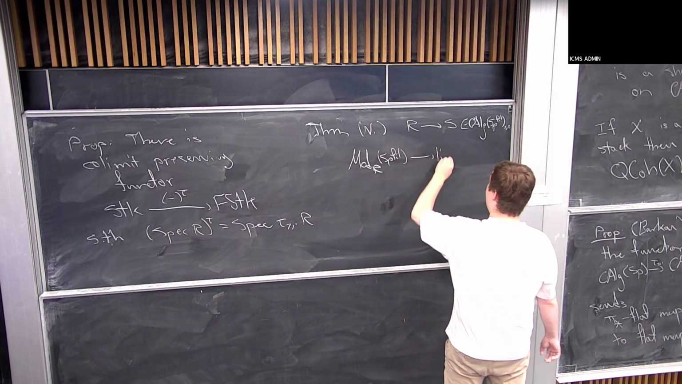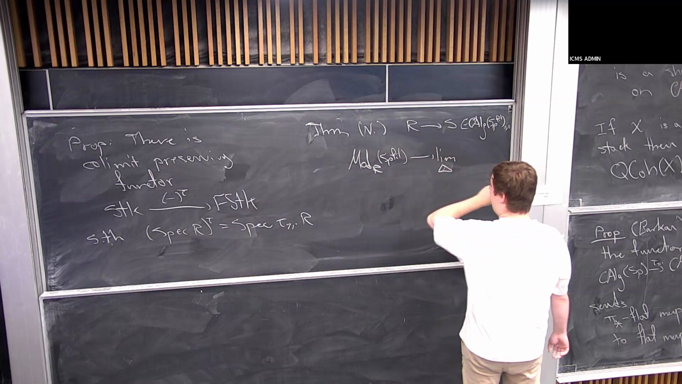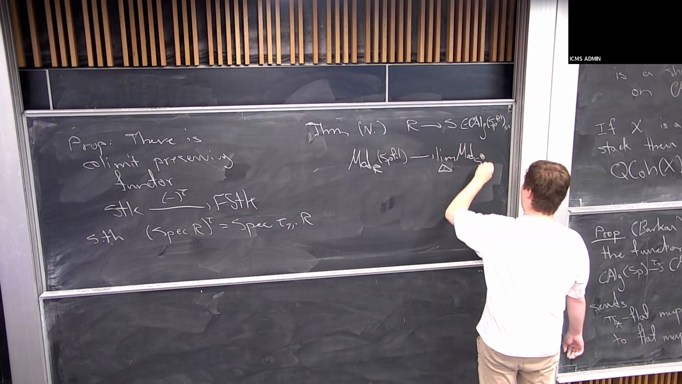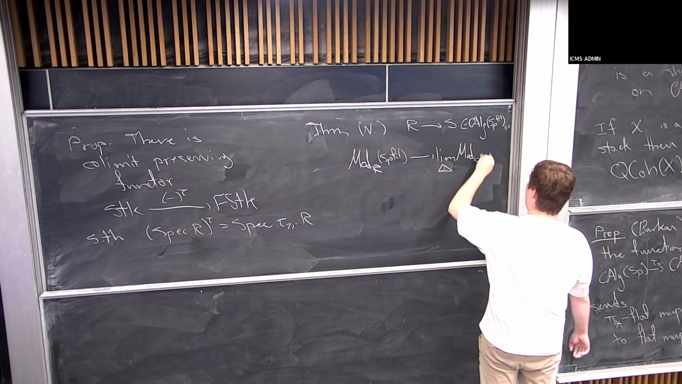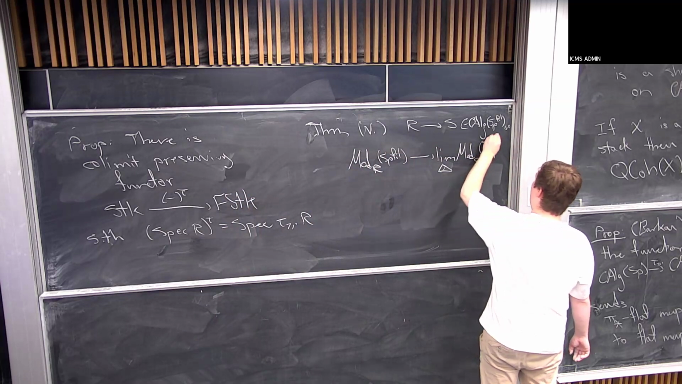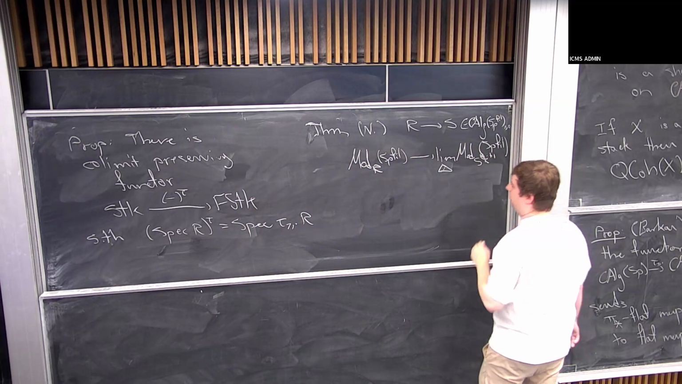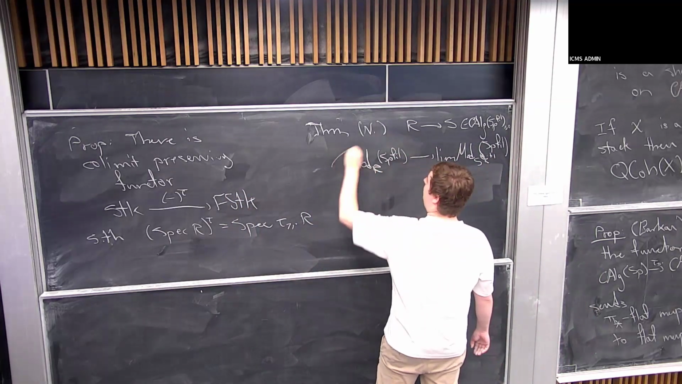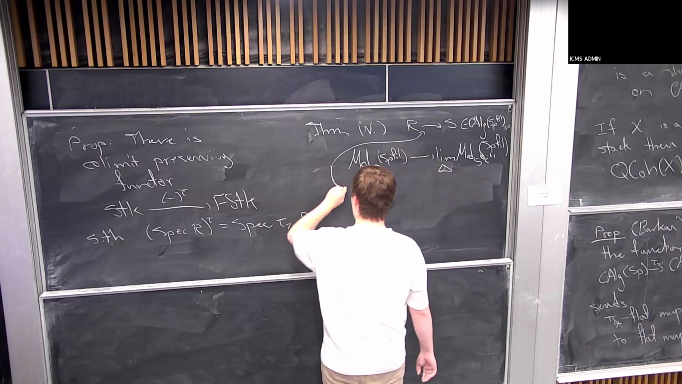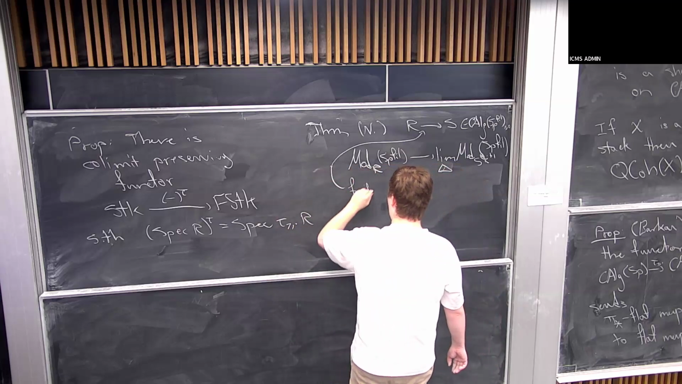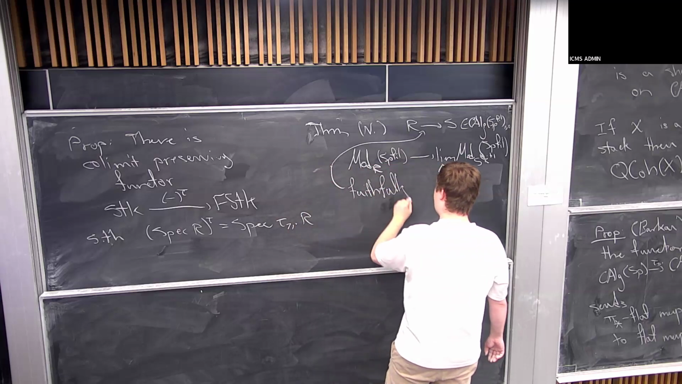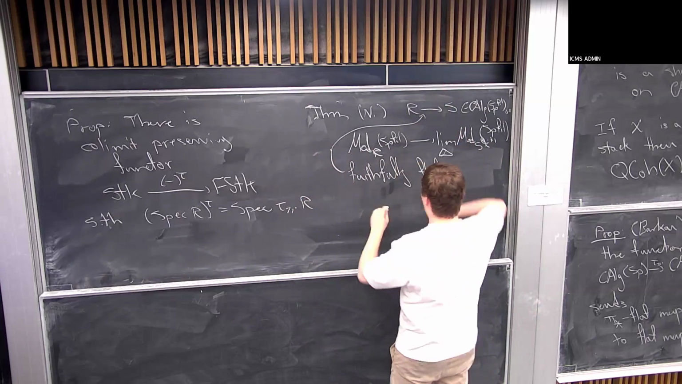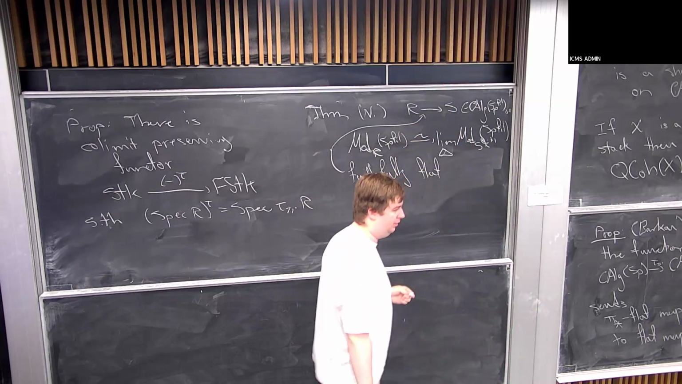the limit over the cosimplicial category of modules over S tensored with itself over R, n plus 1 many times. You need to put all your conditions in. So if this map is faithfully flat, then we get that this is an equivalence.